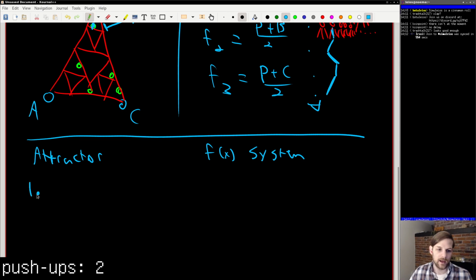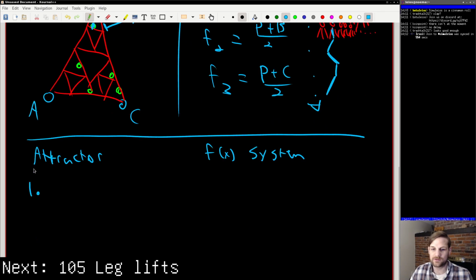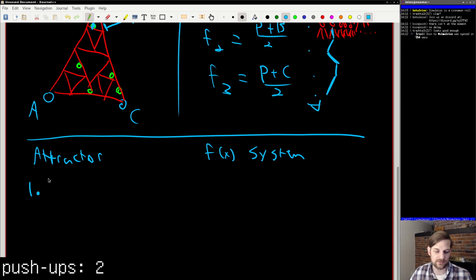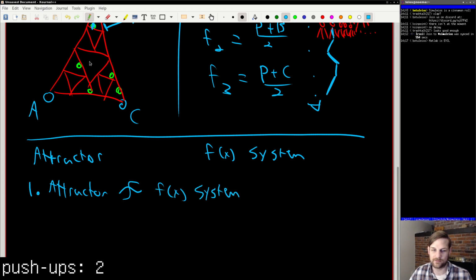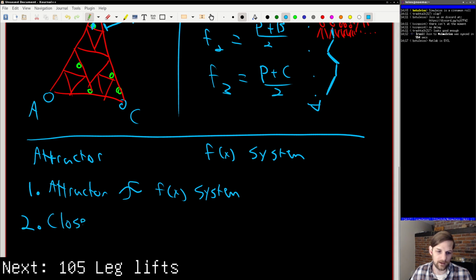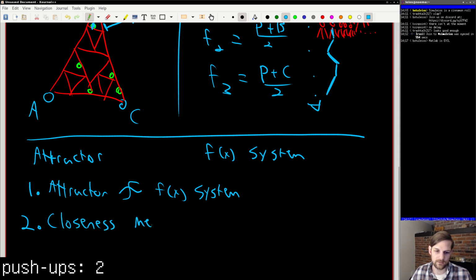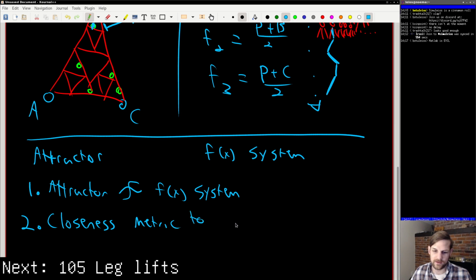The set of questions that are all related here are, one, how do you know that your function system has a particular attractor? How is the attractor related to, and this is my little related-to symbol, your function system? How do you know you're attracted to the Sierpinski triangle and not some other system? And two, how do you know how close you are? What is your closeness metric to your attractor? So these are the questions that I want to solve here.